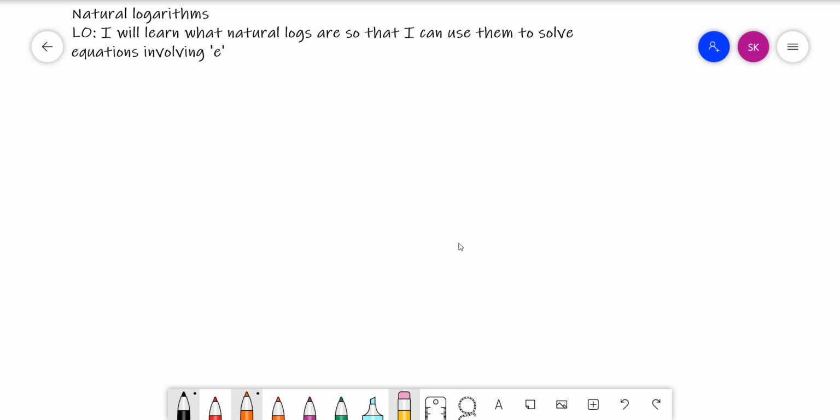Today's video is about natural logarithms. So write that title down. The learning objective is: I will learn what natural logs are so that I can use them to solve equations involving e. So write that down as well, and pause the video so that you can do that, and press play when you're ready to keep watching.